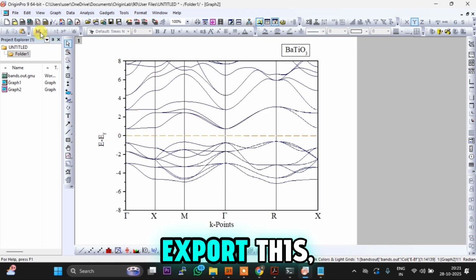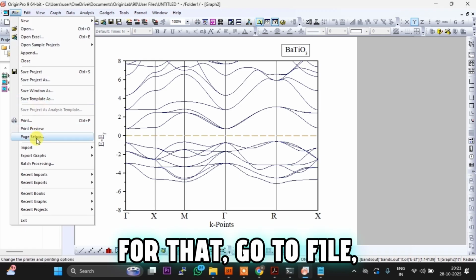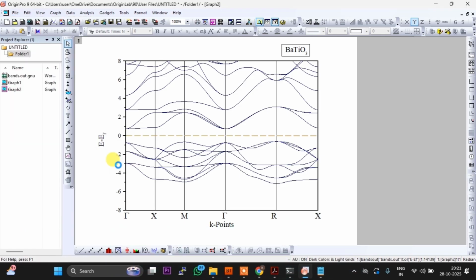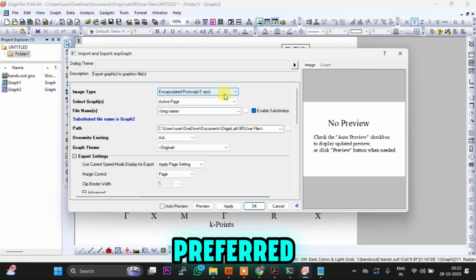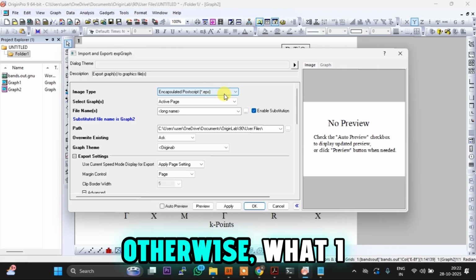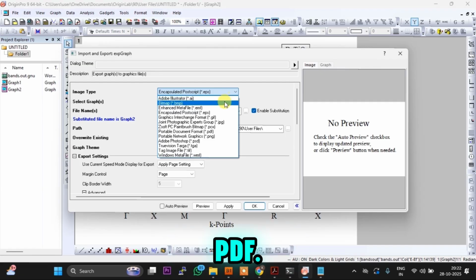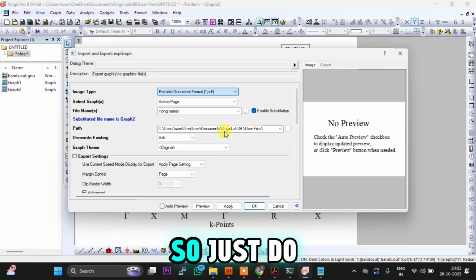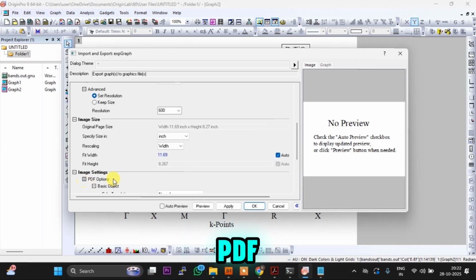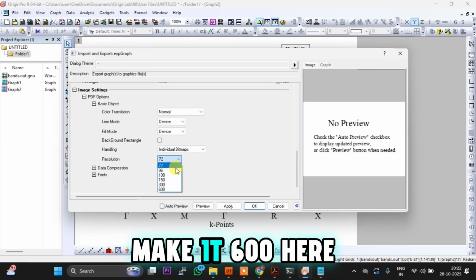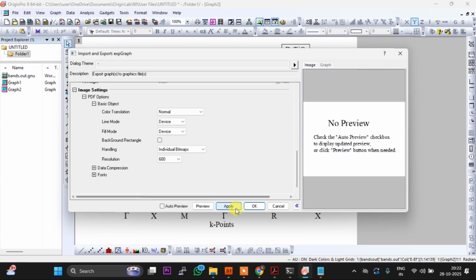Now it's time to export this. Okay. For that, go to File, Export Graphs, open dialog. For that, definitely if your guide has preferred something, do that. Otherwise, what I prefer is PDF. So just do PDF here. Definitely resolution should be 600. Go to PDF options, make it 600 here too.